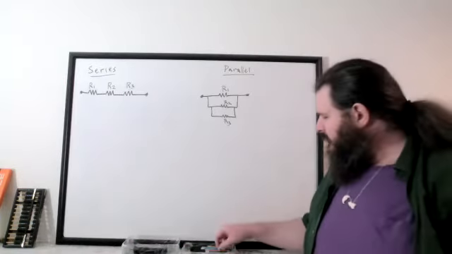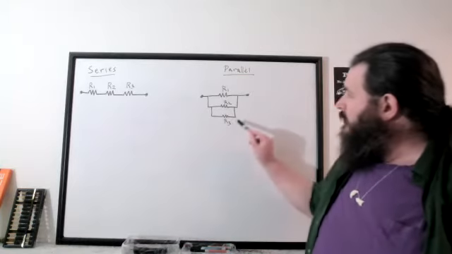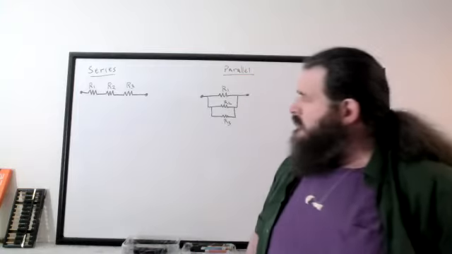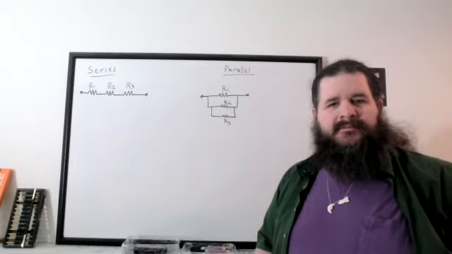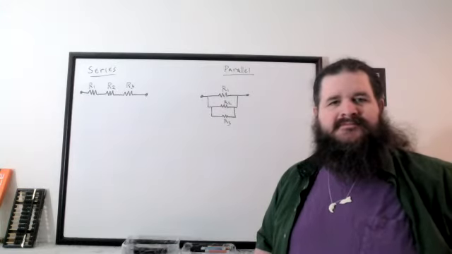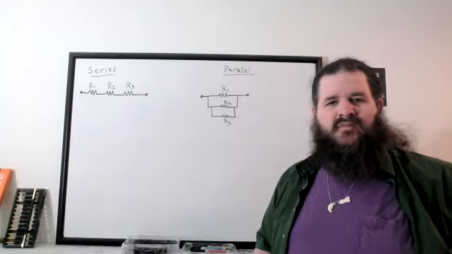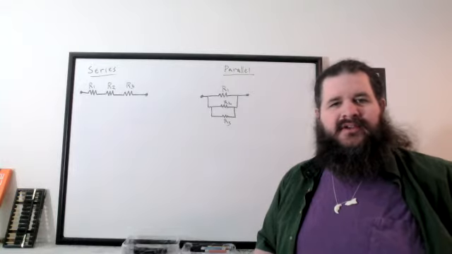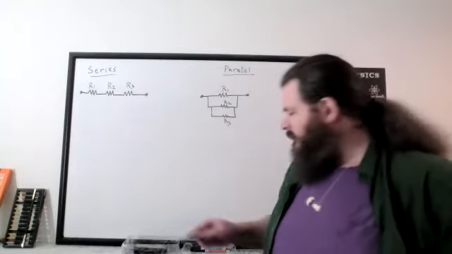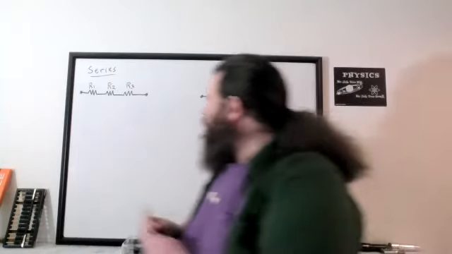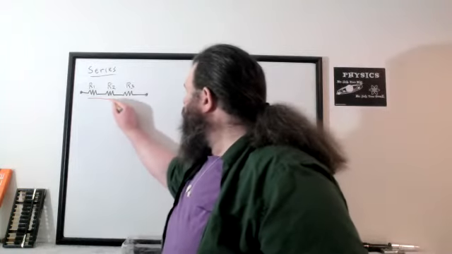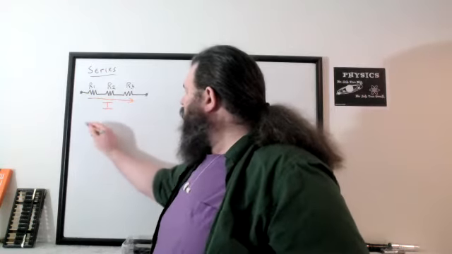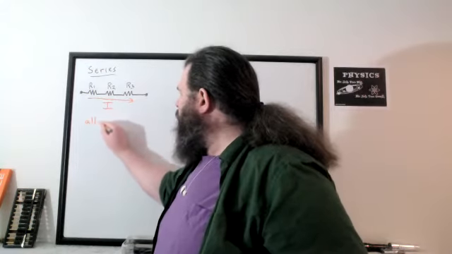Let's take a look at the difference between series resistors and parallel resistors. If the resistors are in series, what do we know has to be true about them? What has to be the same? What has to be different about those resistors if they're in series? They've got to have the same current, right? Because there's only one path. So all these resistors have the same current.